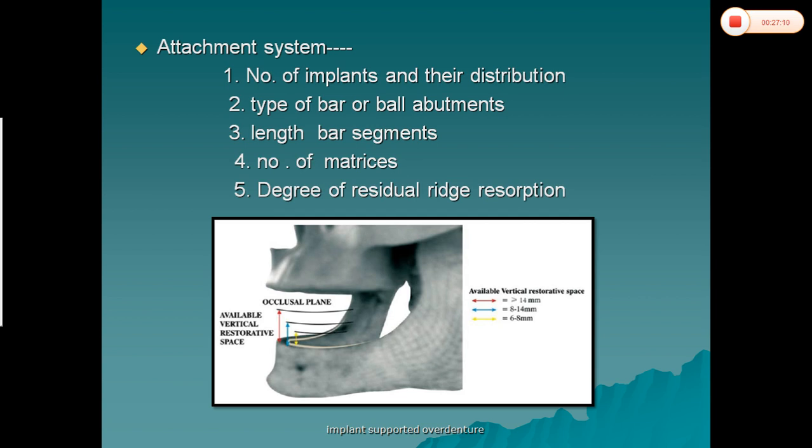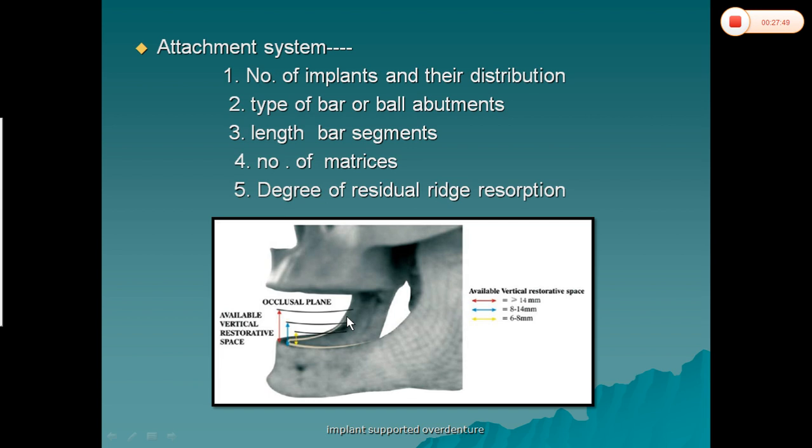And the type of bar, there are different types of bar. It can be a multiple bar, it can be a single bar, depending on the number of implants or ball attachments, abutments. As for the length of the bar segment, the more the number of implants, the bars will be segmented, or they can be shorter bars connected to each other. The number of matrices depends on the amount of retention required and the degree of residual resorption. The more the resorption, we go with bar retainers.